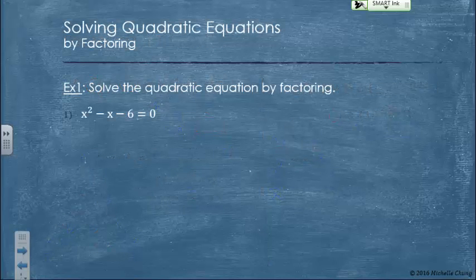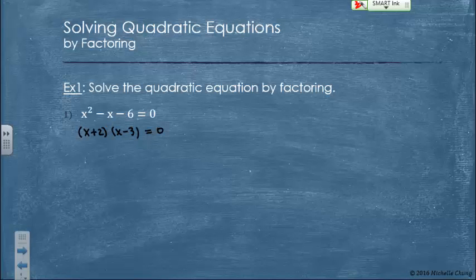Example 1. Now we are solving a quadratic equation by factoring. So first, when you want to solve any quadratic equation by factoring, you have to check if you are given the equation in general form. Because we have equal to 0, then we do have general form here. Then look at the left side. As you know, we factored this one already. X plus 2 and x minus 3 equal to 0.